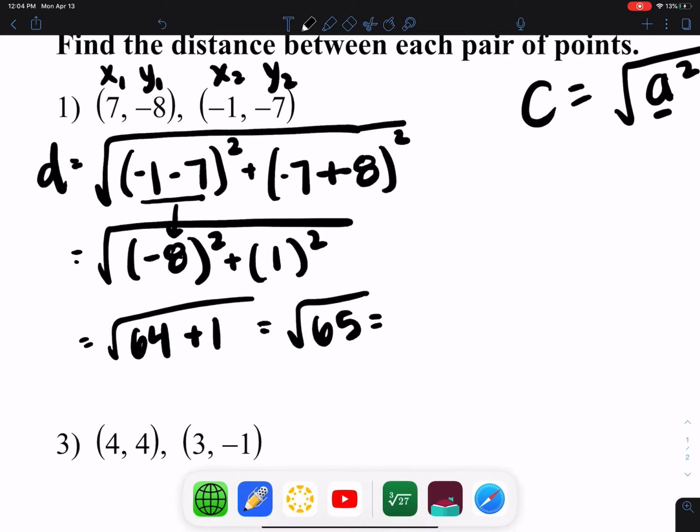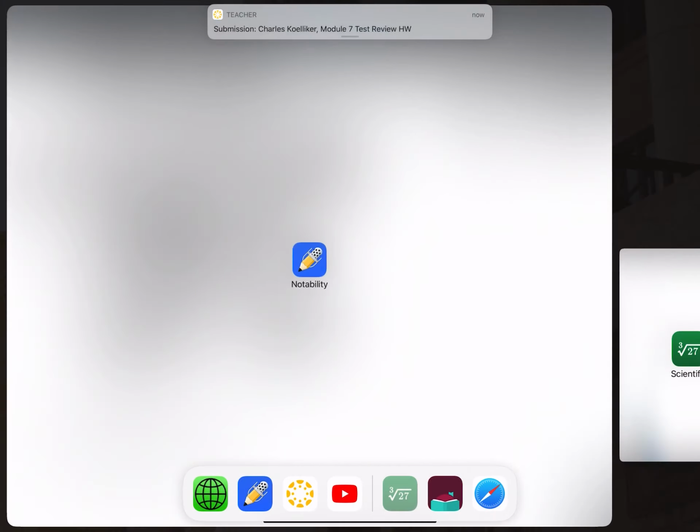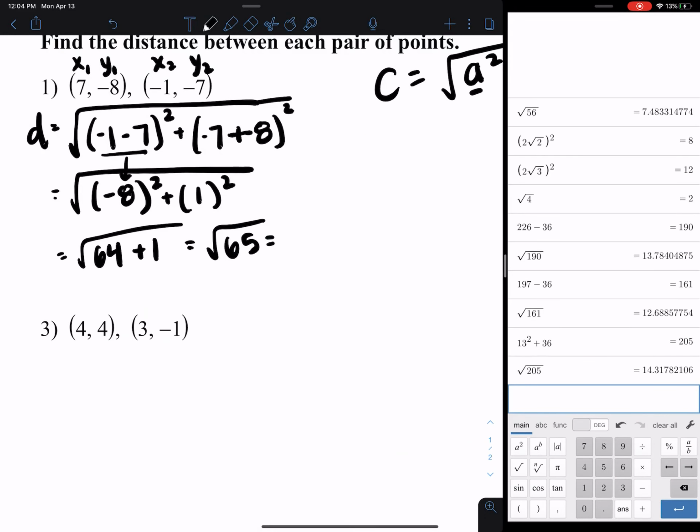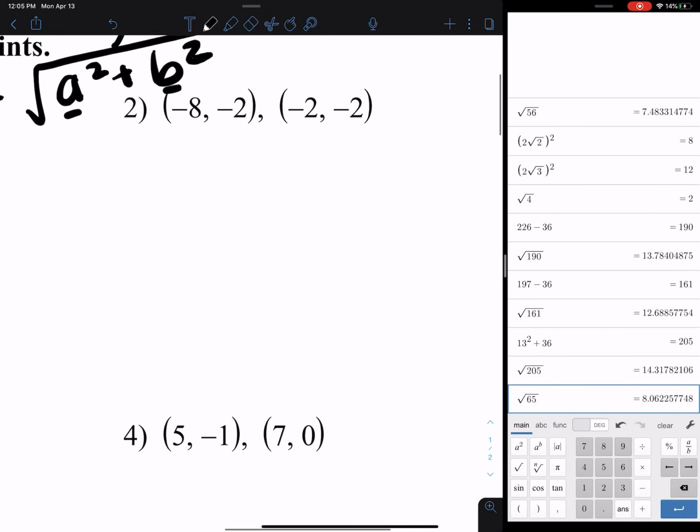And if I type that into the calculator here, I'm going to make this smaller. The square root of 65 is just 8.06. That's the distance between those 2 points. Okay, on the next one, I'm going to label this one as x1, y1, and this is x2, y2. And remember, it doesn't matter, you could switch those if you want.